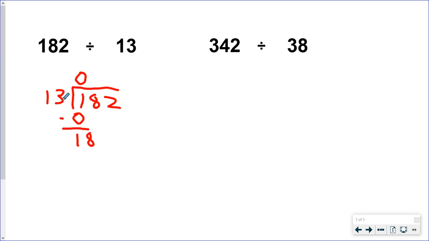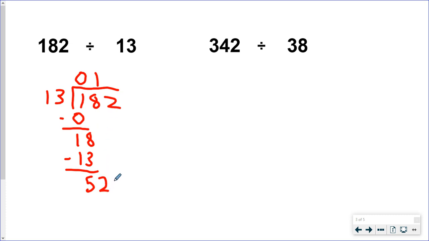Okay. Now how many times can 13 go into 18? 13 can go into 18 just once, because 1 times 13 is exactly 13. So I'm going to take 1 times 13, which is 13. Now subtract. 8 minus 3 is 5. Okay. And then is 5 smaller than 13? Yes, it is. So that means we're going to bring the 2 down.